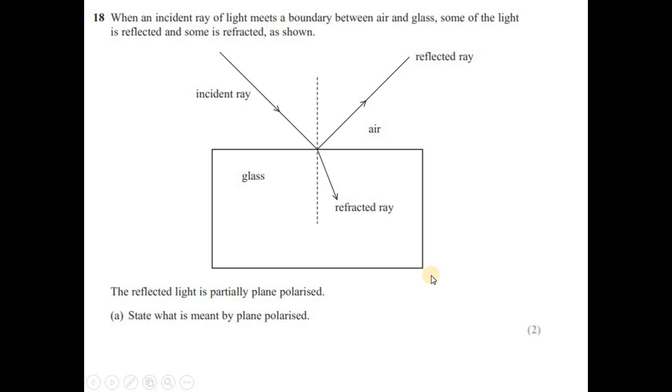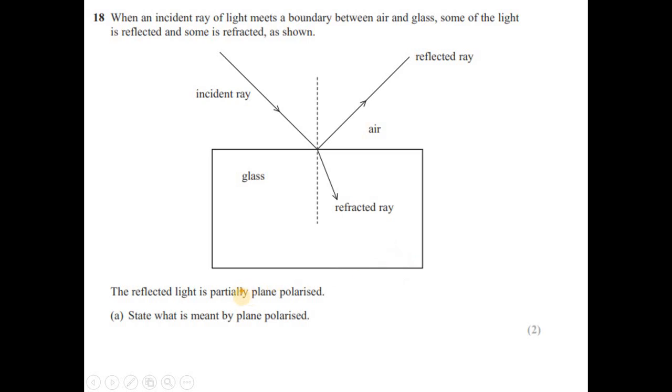When an incident ray of light meets a boundary between air and glass, some of the light is reflected and some is refracted as shown. Okay, so this is the diagram. We have two mediums, air and glass, and the light is coming. This is the incident ray. Definitely the incident ray would be unpolarized light, and at the point of incidence, some part of the light is reflected, some is refracted. The reflected light is partially plane polarized. What is meant by plane polarized light?